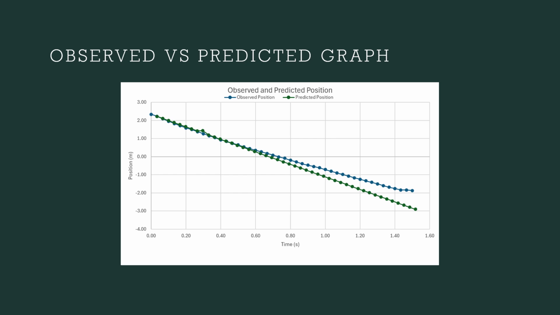Here's my observed and predicted position graph. As you can see, the predicted position motion is a straight line, which means that there is a constant velocity. The observed position graph in blue is different because it has outside forces impacting it, which the computation does not take into account. Both of them have fairly similar slopes, which means pretty similar velocities, but the observed position is not constant while the predicted position is.